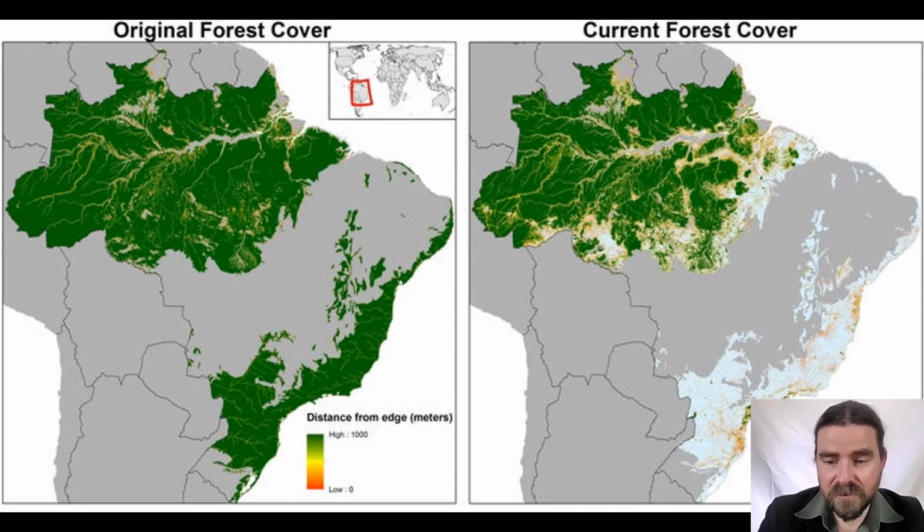Here is the deforestation that's occurred in Brazil. That's extremely depressing. Yep. So look, all of that coastal forest in Brazil has been cut down. Bye-bye, forest.